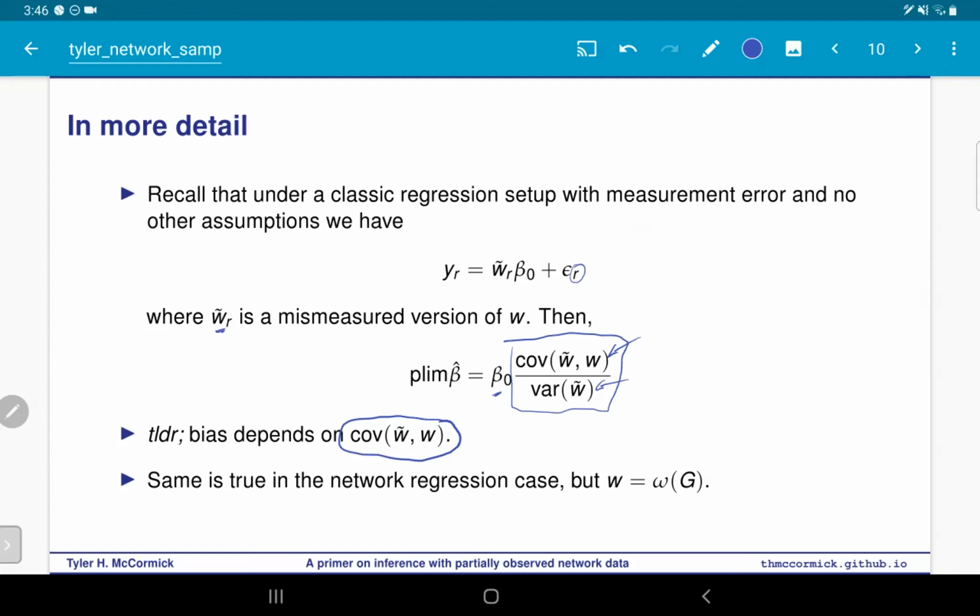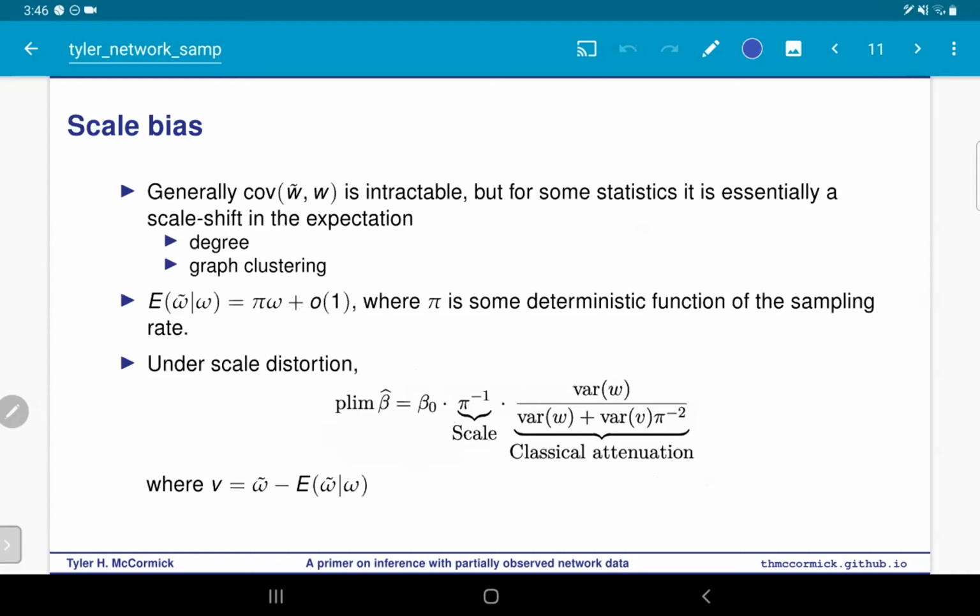And the key point here again is that this bias, so the limiting distribution of beta hat, the difference between that and beta, depends on this covariance between the observed value of the regressor and the true value. And so this is really tough to figure out what this would actually be. So typically in the networks case, this covariance is not tractable.